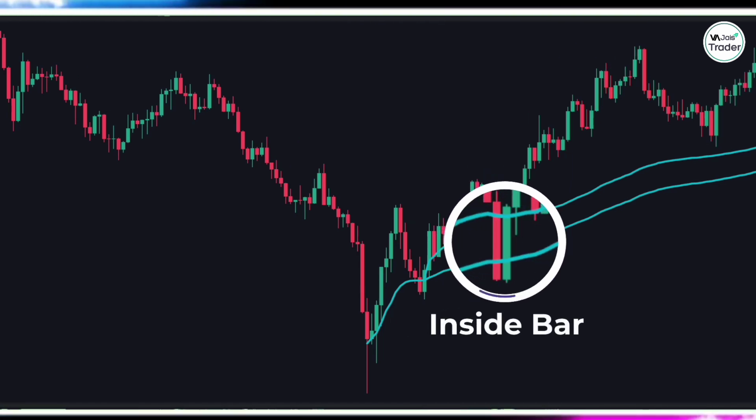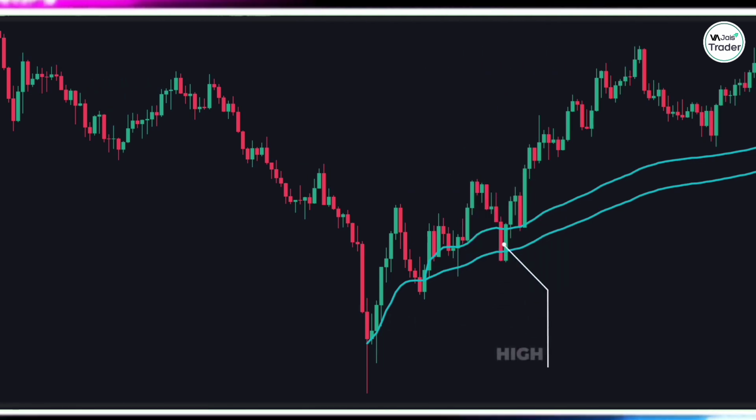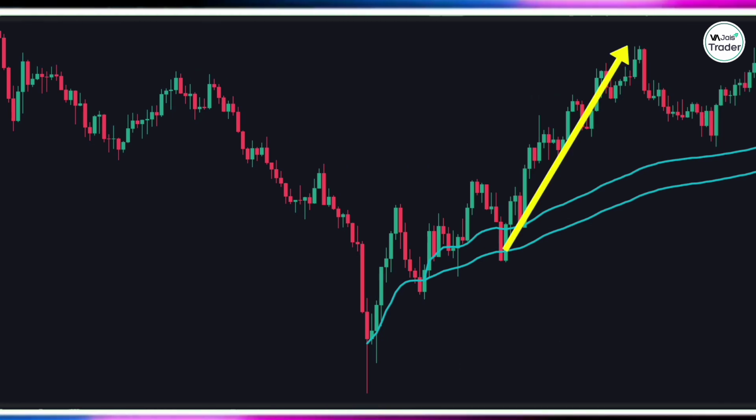We also spot an inside bar which adds to the confluence. This now becomes a high-quality trade setup. And as you can see, the price shot up and moved upwards.